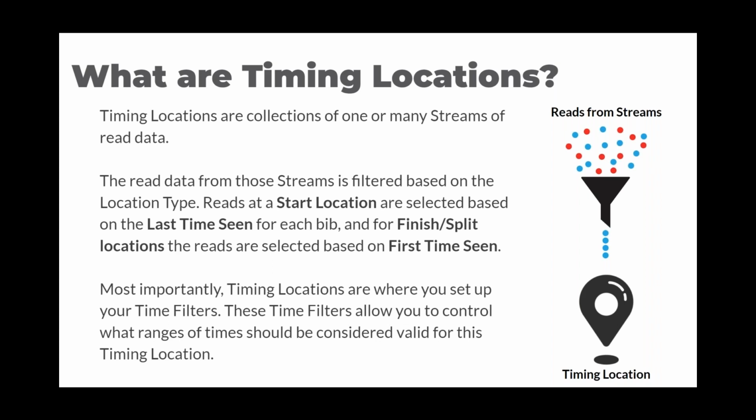Most importantly, timing locations are where you set up your time filters. These are where you control what range of times should be considered valid for this timing location. So this is where you'll say, okay, I've got a race starting at 8 a.m. and I'm going to set up a finish line. And I don't want to even start considering times until 12 minutes in, because I know I've got no world record holders in my race today. So you'd say, I want to start considering finish times after 8:12 a.m. and the system will just go ahead and ignore any reads before that time.